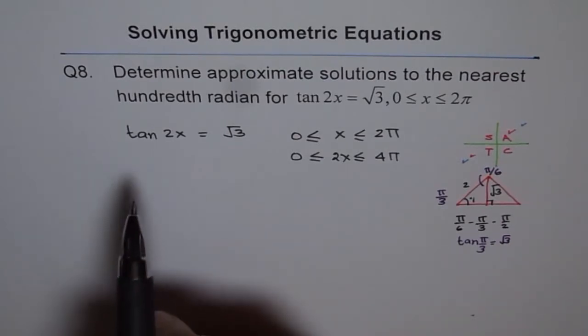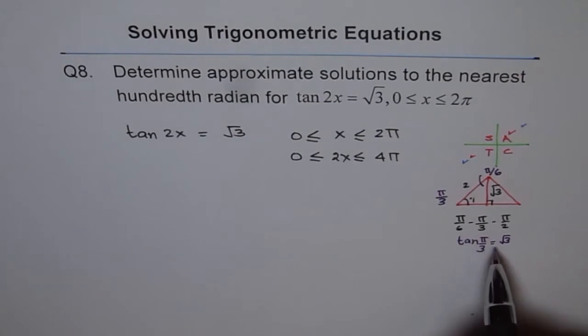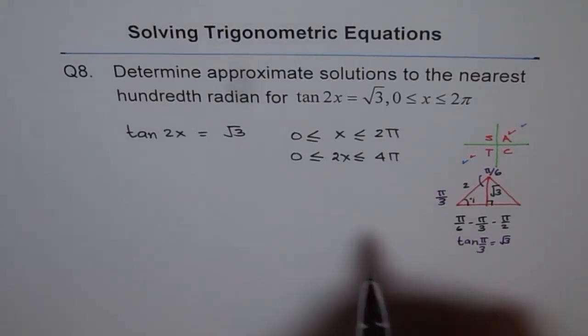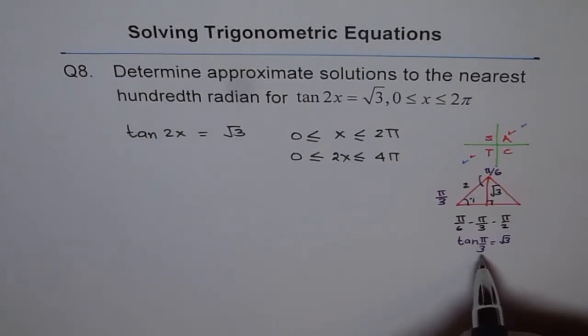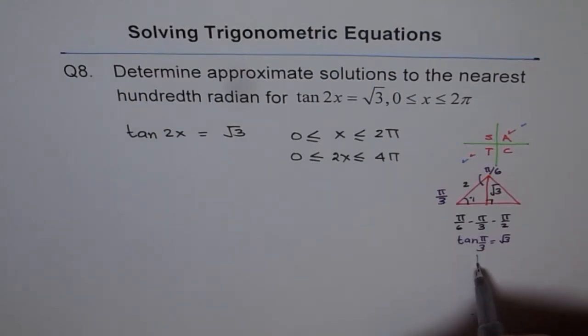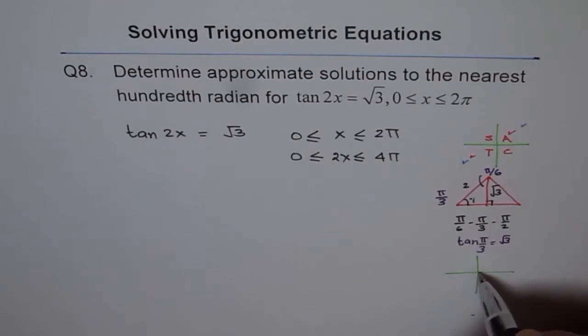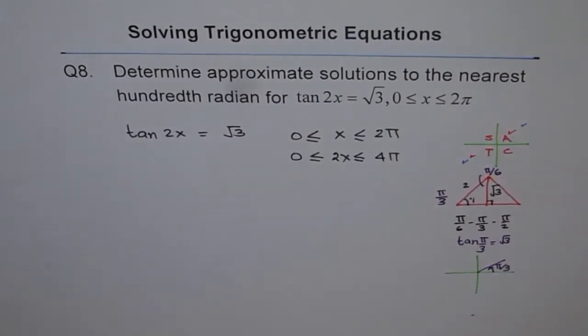Now, the question is tan 2x equals square root 3. That means pi by 3 is my related acute angle. So the solution for this is acute angle alpha equals pi by 3, correct? So we got one solution, and we say the acute angle alpha is pi by 3, and this angle is pi by 3. So that is my one solution, right?